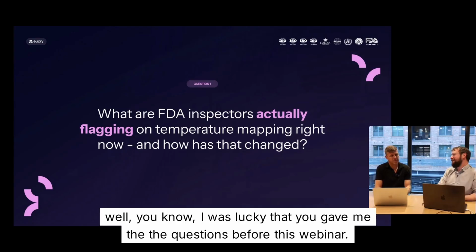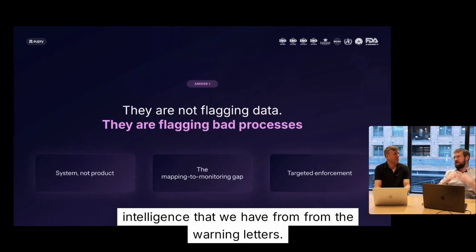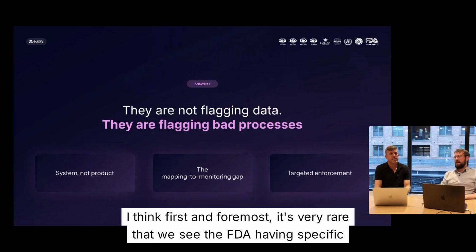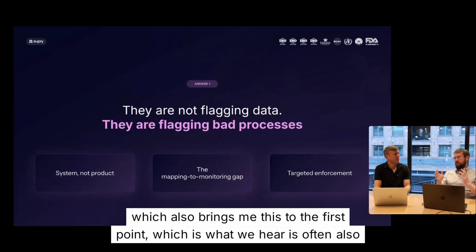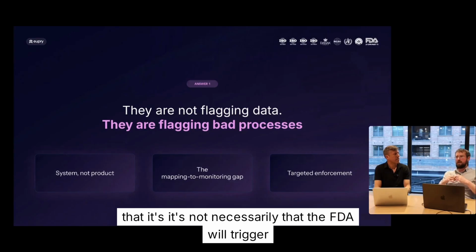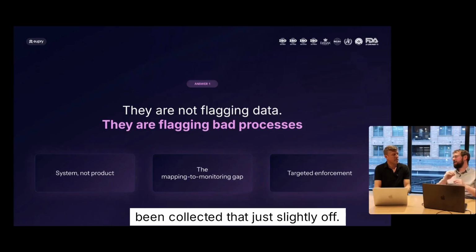Well, I was lucky that you gave me the questions before this webinar. So I'm going to focus on three different things from the intelligence that we have from the warning letters. First and foremost, it's very rare that we see the FDA having specific citations based on temperature mapping alone. What we hear is that the FDA will not necessarily make a citation or notification just based on data that has been collected that's slightly off.